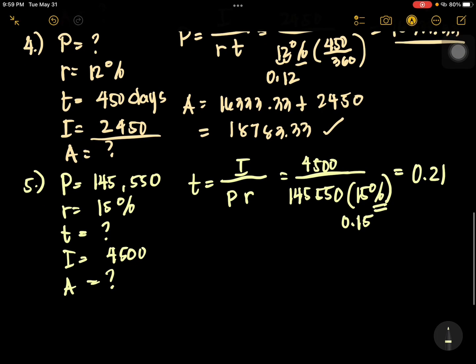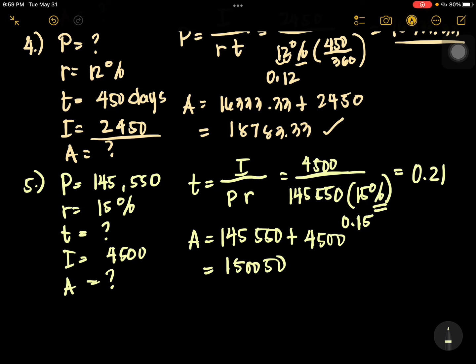Now, let's solve for the amount. The amount is simply the principal, which is 145,550, plus the interest 4500. So, you will have an answer of 150050. Okay, so that is our last problem, problem number 5. You have the time and the interest. Okay, so very good. I hope this helped you.